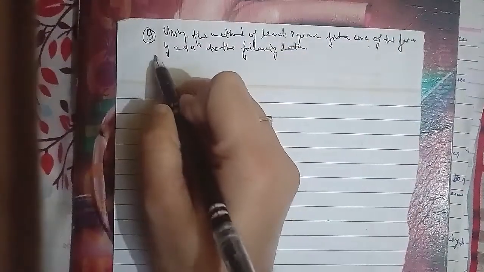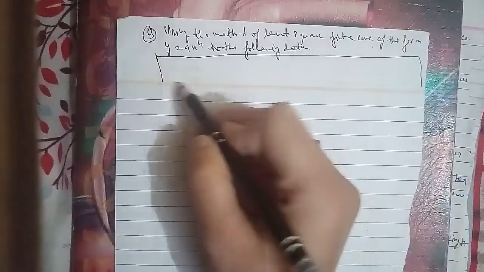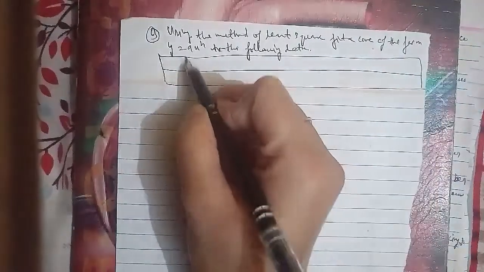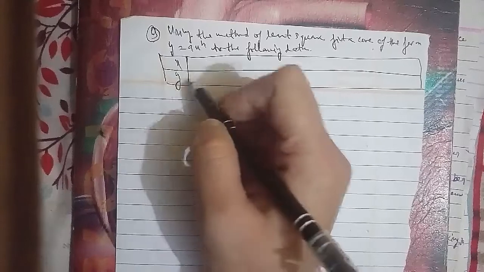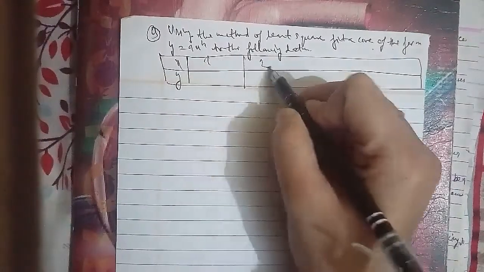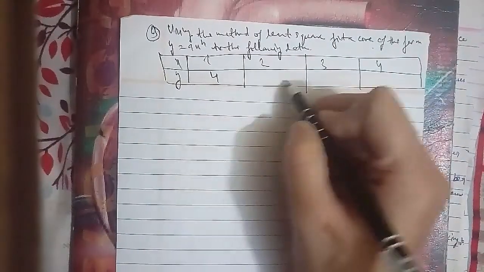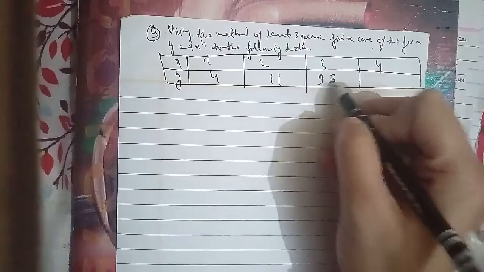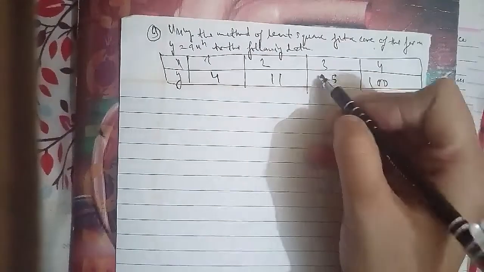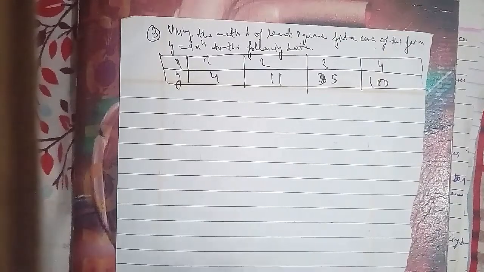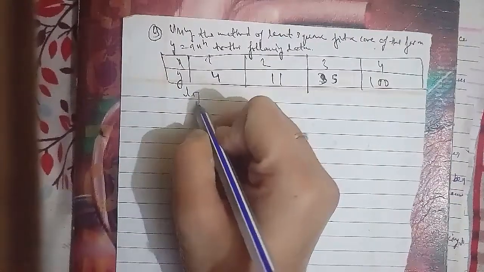In this case we have to fit the function y equals a x power b, which can be approximated as a straight line of the form log y equals log a plus b log x, where Y equals log y, X equals log x, and a naught equals log a. Let us form the following table.